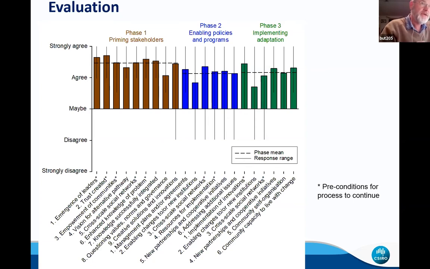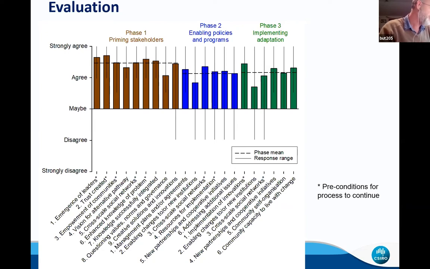The first one was, have leaders emerged from the process that can champion the process going forward? The second one was, how much trust has been created? The third was, have communities been empowered through this process? The fourth was, has there been a vision developed for an alternative pathway or an alternative approach to development and adaptation? The next one was, have cross-scale social networks been created that allow people to talk to each other and coordinate where before they couldn't?